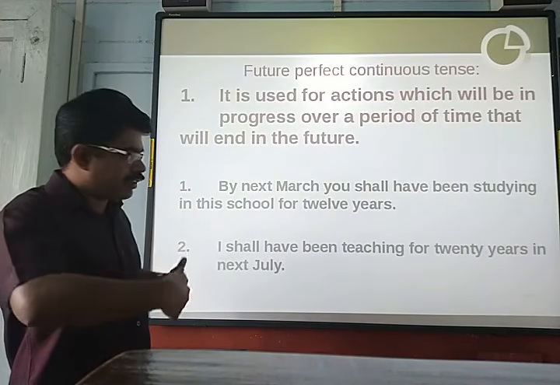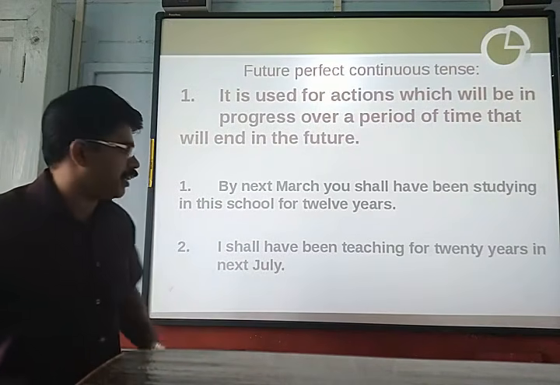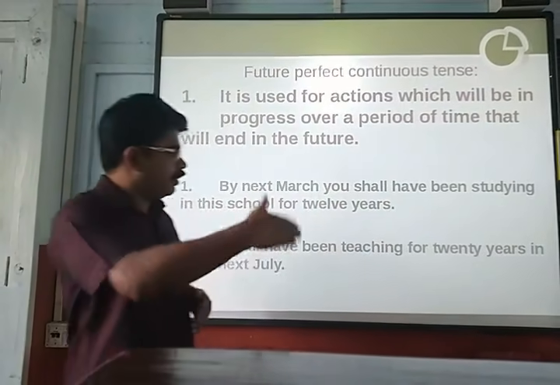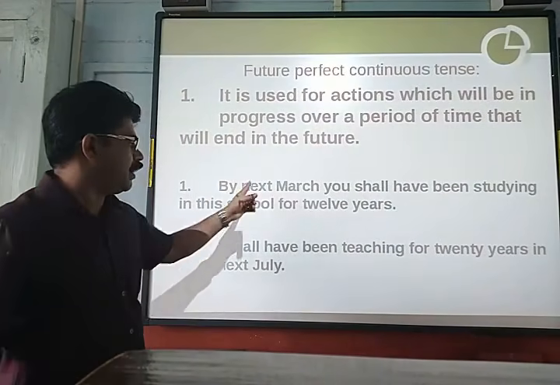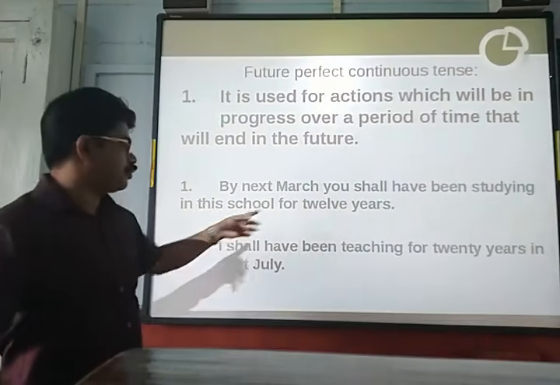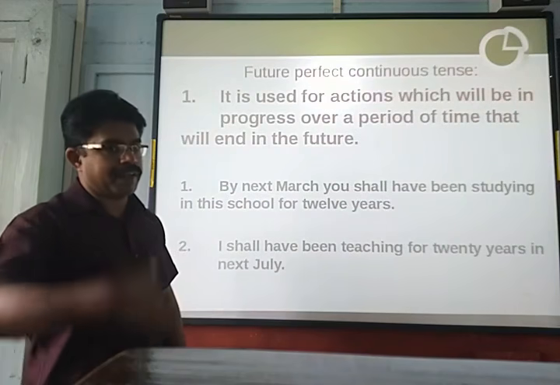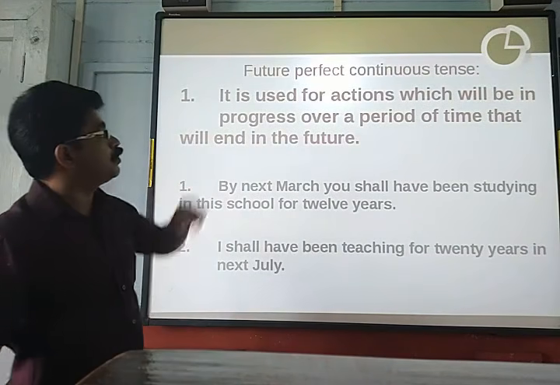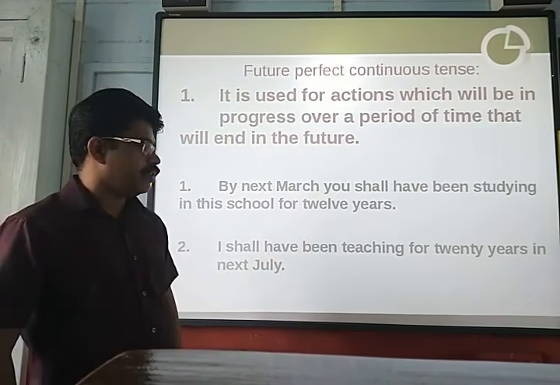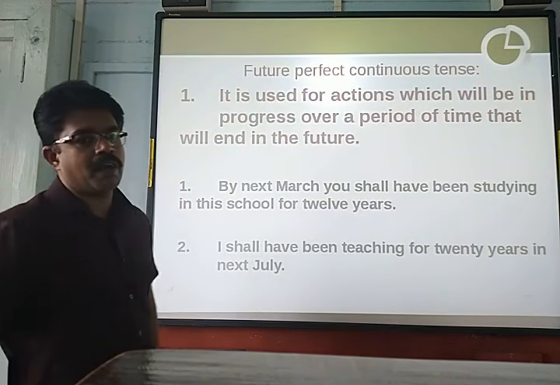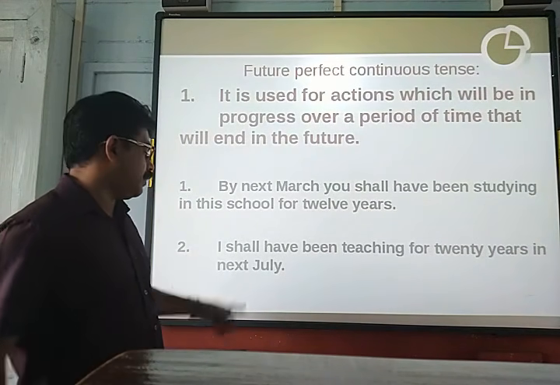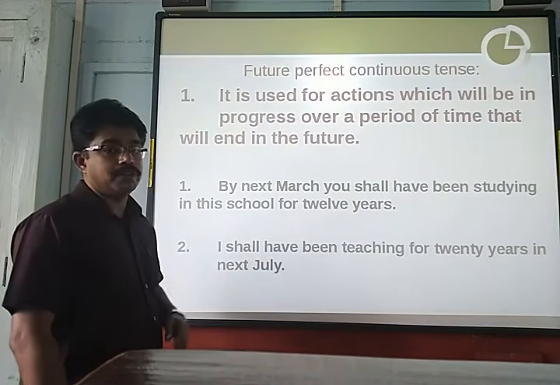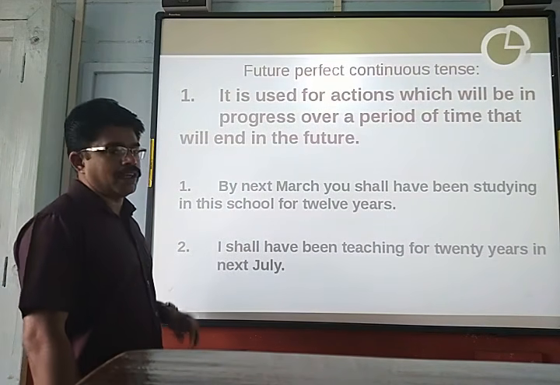Now I am speaking about this activity. Now this is the month of, let's say, April, and it is continuing this March, and it will continue up to the March. Then continuity will come to an end. So by next March you shall have been studying in this school for 12 years. So an activity which will be in progress and will come to an end in the future, for that activity we use future perfect continuous tense. I shall have been teaching for 20 years. Next July I will be completing. I shall have been teaching for 20 years. 20 years of teaching will come to an end by next July. So these are generally the usages.